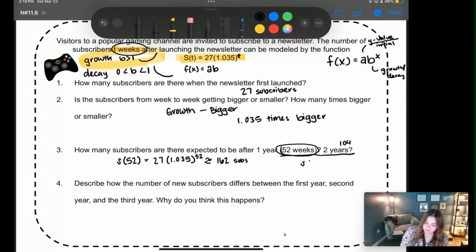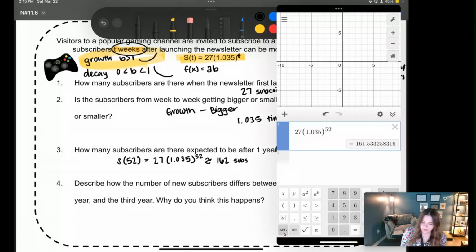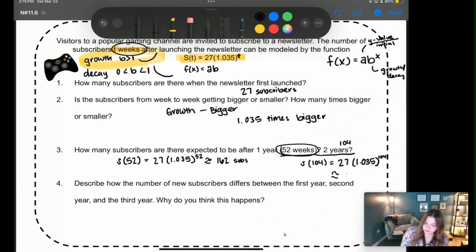So use the same formula. Now I'm looking at 104 weeks, sorry, not subscribers. You're still using that initial number, 27. It's still growing by 1.035. And this time it's for 104 weeks. And once again, I can use my best friend Desmos, and I can even just replace that really quick, 104, and that 966.407168227 would round to about 966 subscribers.